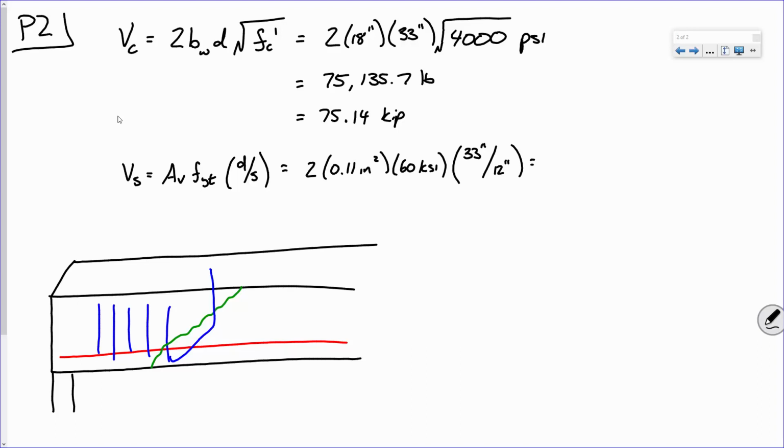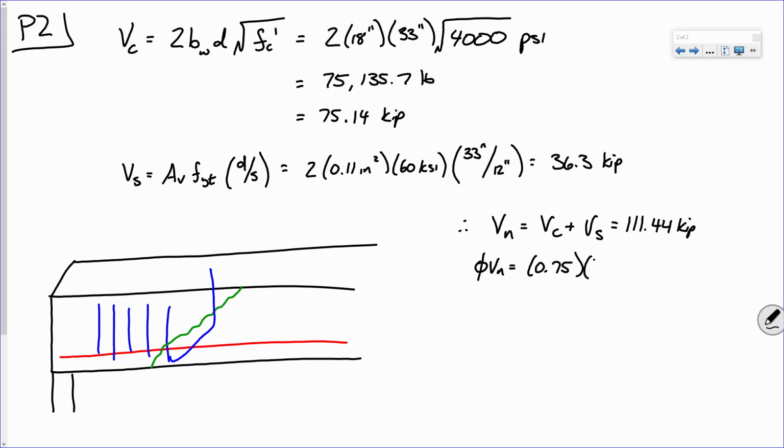All right, what do we get for this? 36.3 kips. So I propose that V_n is V_c plus V_s, which is what? Is that our answer? So phi V_n is 0.75, which is what?